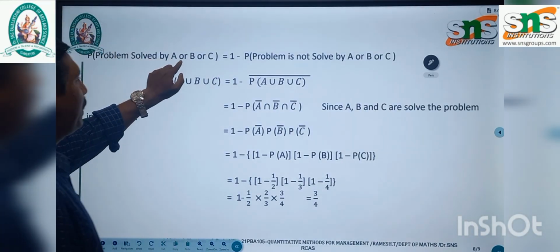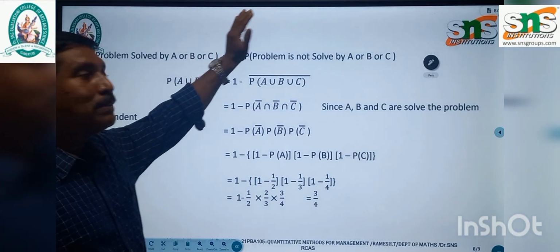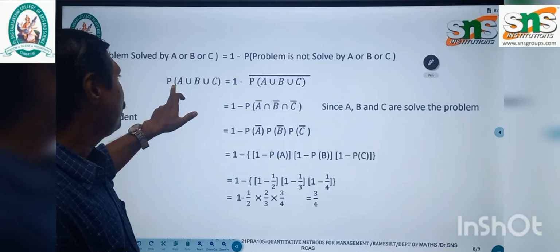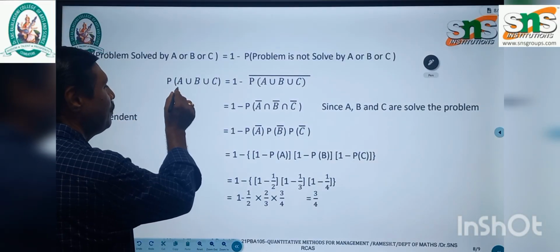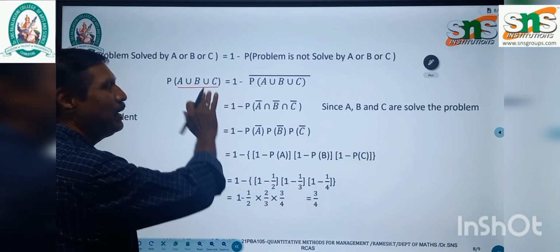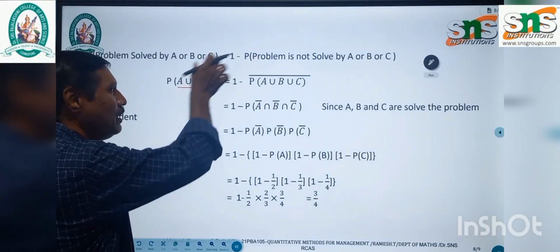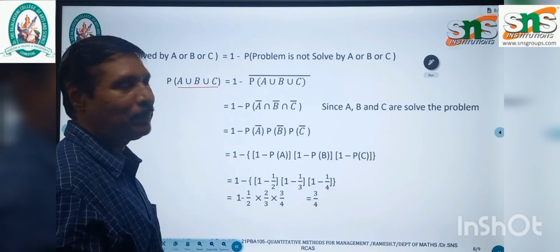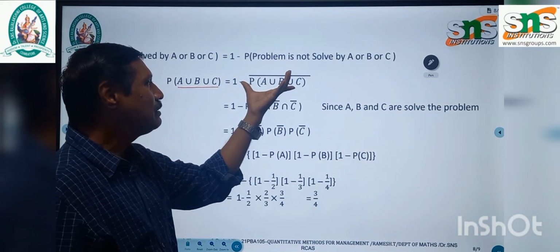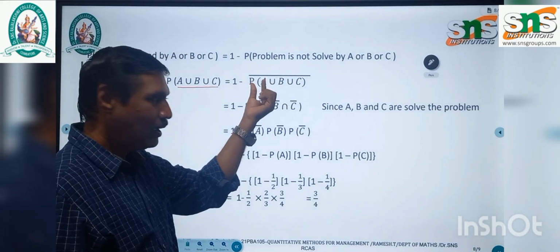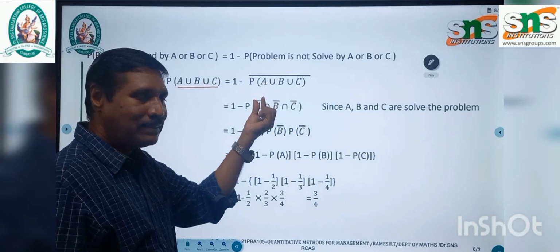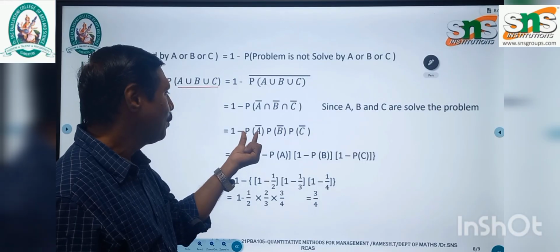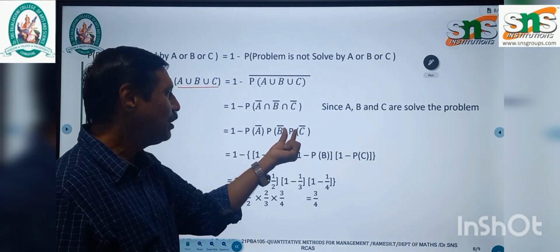So the probability the problem is solved by A or B or C is equal to 1 minus the probability the problem is not solved by A or B or C. A or means union. So probability of A union B union C is equal to 1 minus the probability of impossible, that is, 1 minus probability of A union B union C whole complement. By De Morgan's law, instead of union we write intersection: probability of A complement into probability of B complement into probability of C complement.